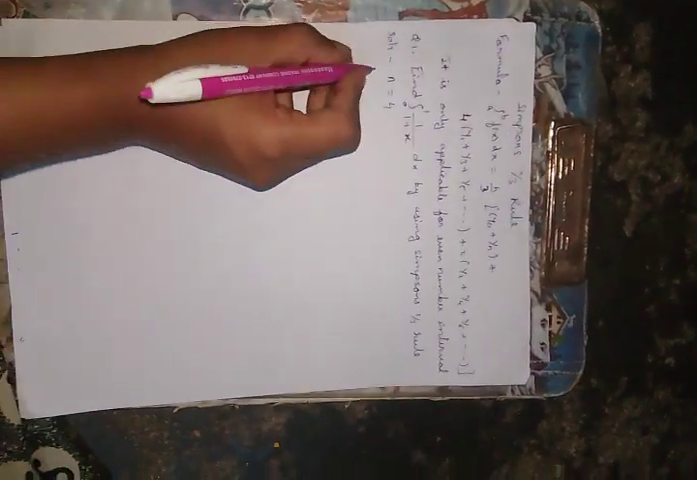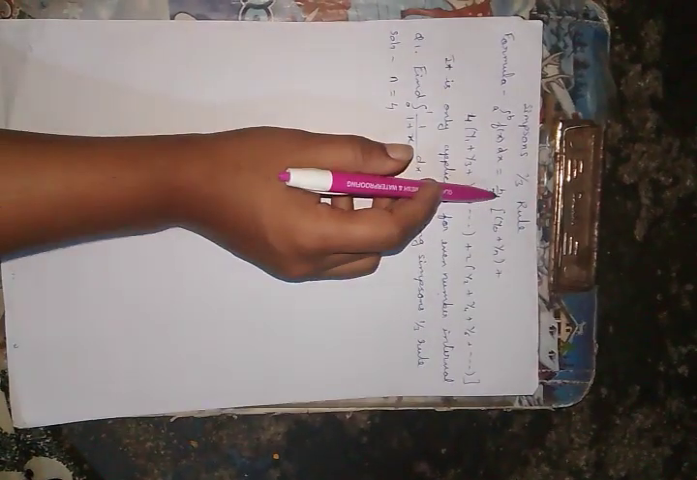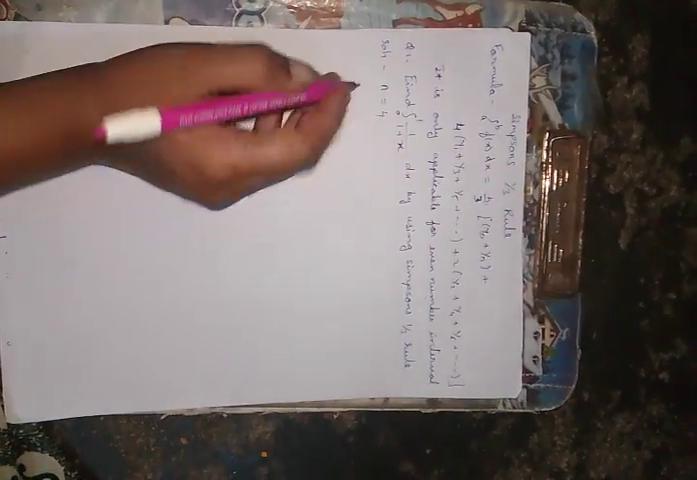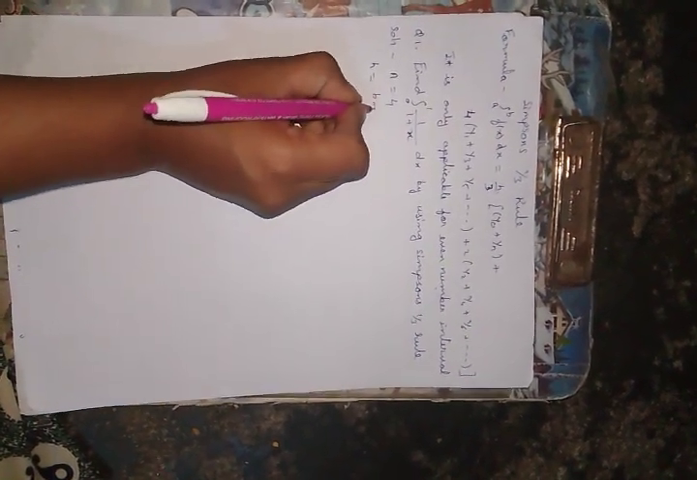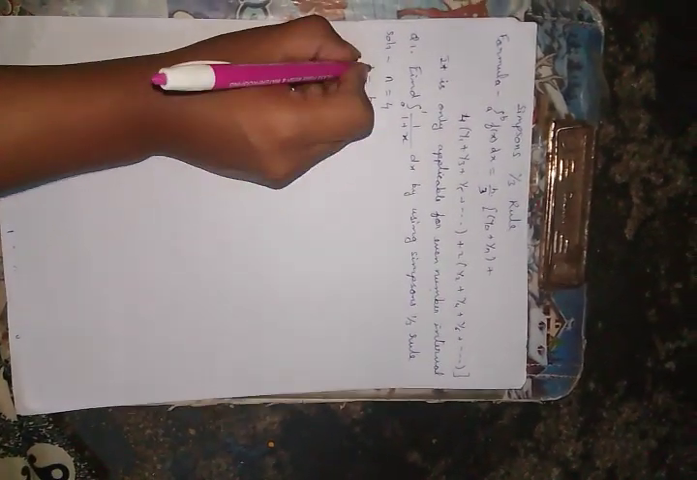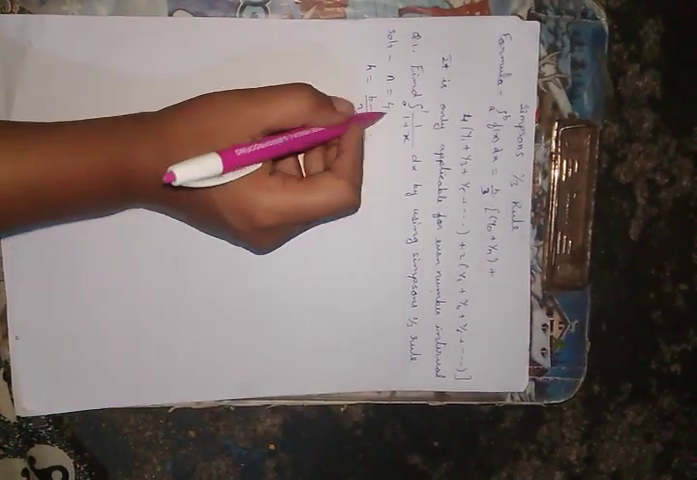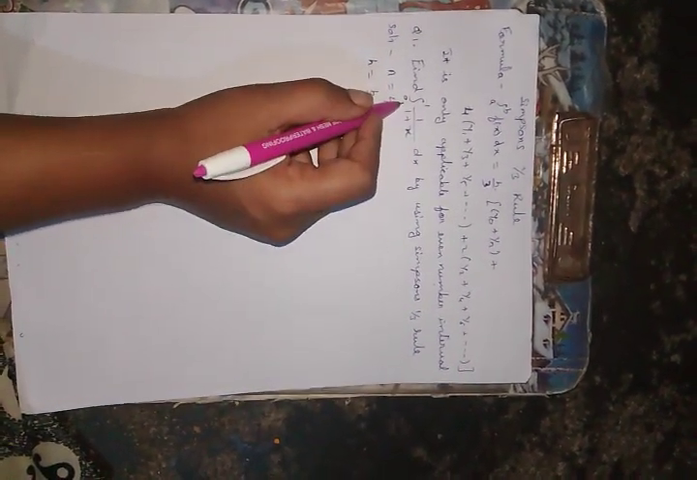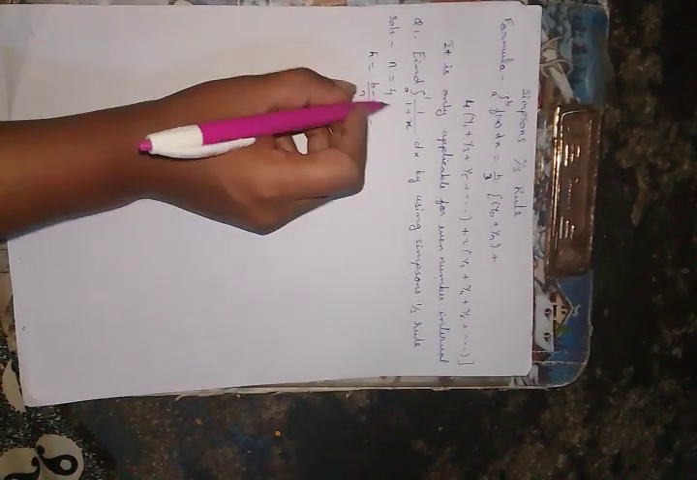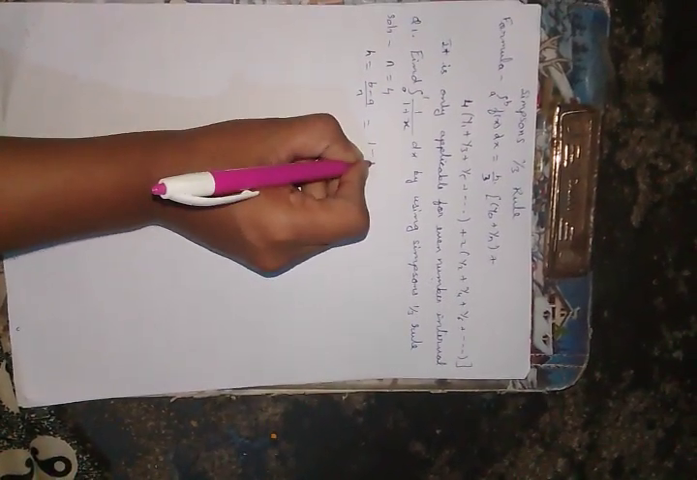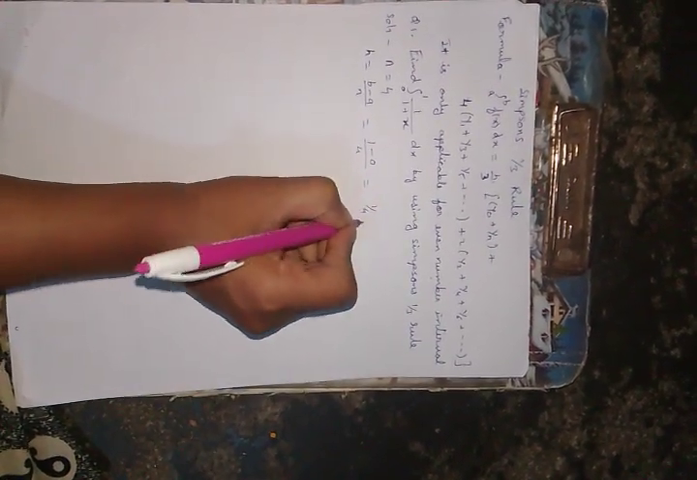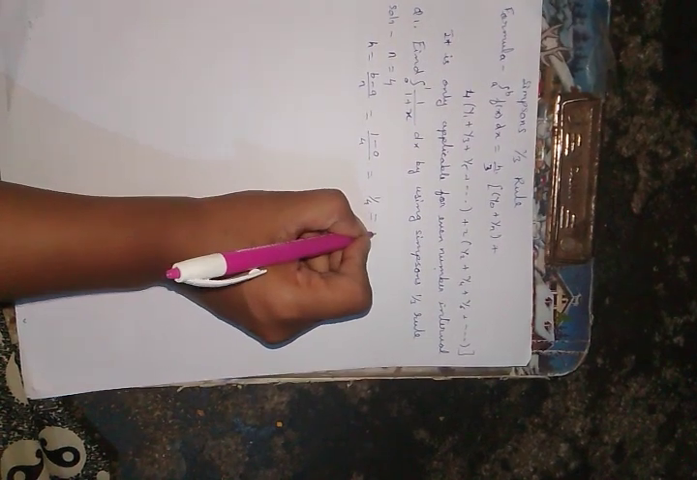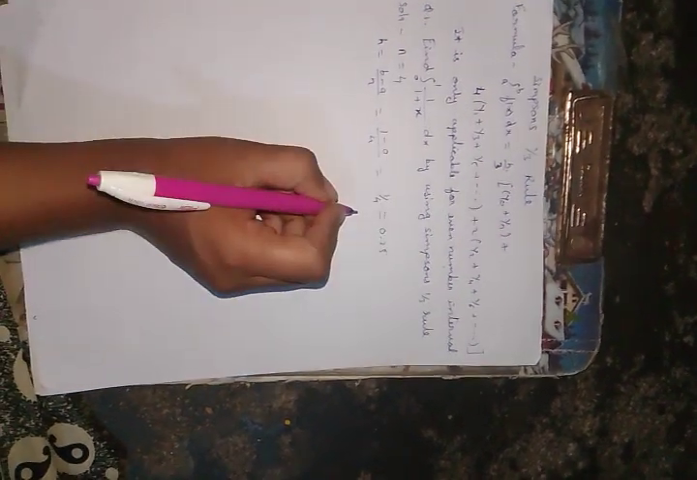Then I have to find my h. h is my step value, so h equals (b minus a) by n. This is the formula for h. b is my upper limit, a is my lower limit, and n is my interval. My b value is 1, a value is 0, and n value is 4. So my answer is 1 by 4, which is 0.25.